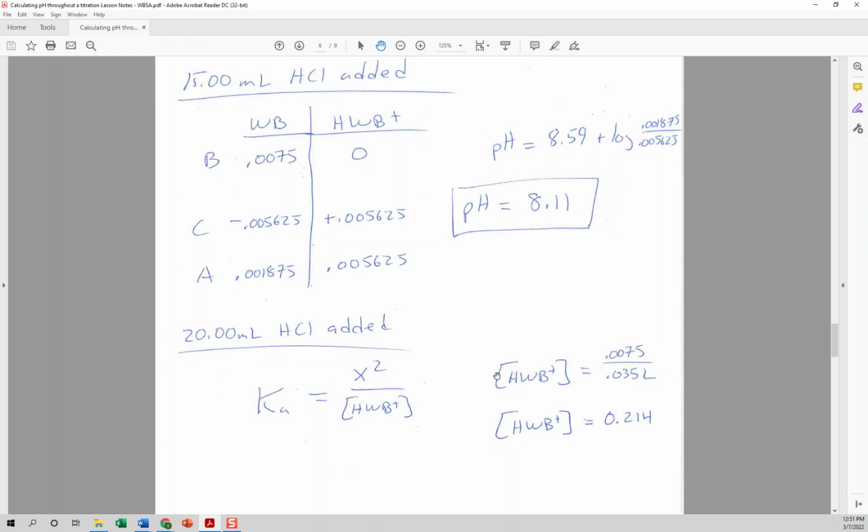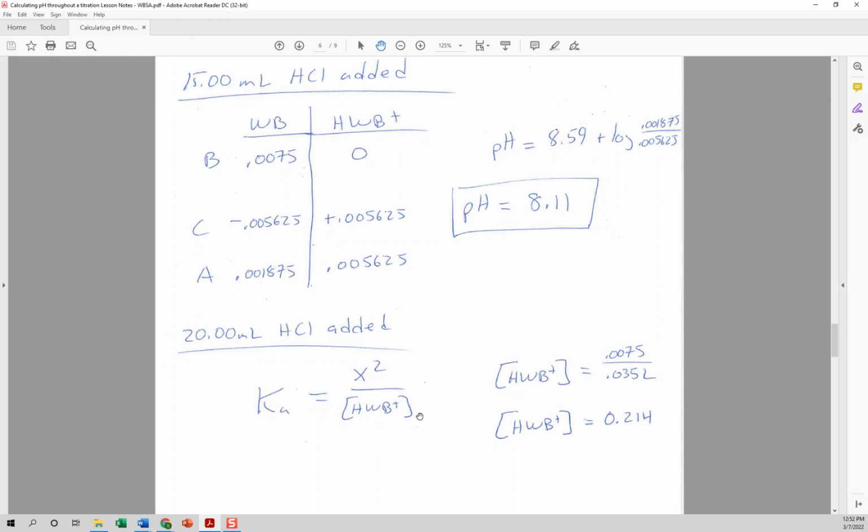So I've got to take my moles of HWB plus at the equivalence point. And remember, that's going to be equal to moles of WB that you started with. That's why I calculated that number at the beginning. So you calculate that number of weak base at the beginning, the number of moles, 0.0075 moles. And what we're going to be doing is dividing it by the new volume at the equivalence point, which is 35 milliliters. But for molarity, you've got to divide by liters, 0.035 liters. So we get our molarity.